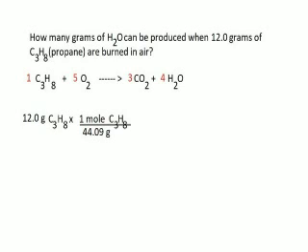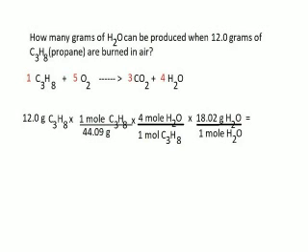Next step. Third step in any stoichiometry problem, of course, is mole ratio. 1 mole of propane produces 4 moles of water. And the last step in a problem involving stoichiometry is go to units. Get the answer in some usable form. In this case, it wants grams of water. So 1 mole of water weighs 18.02 grams.